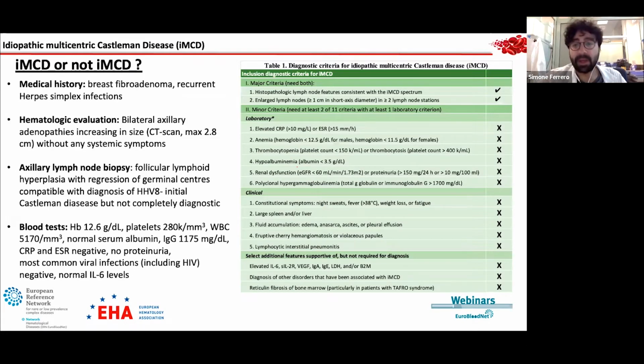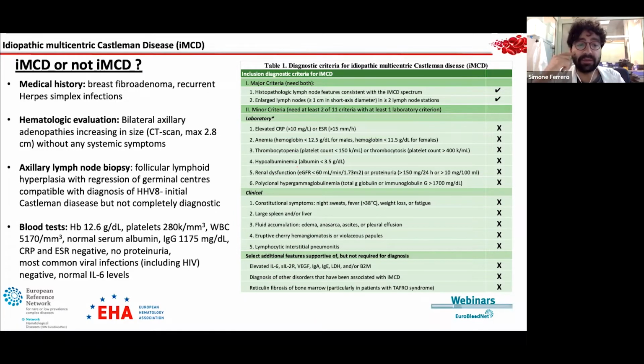This is another clinical case of mine, just to be certain of the diagnosis. The title is iMCD or not iMCD. She is a young girl, 34 years old, with bilateral axillary adenopathies. At the CT scan, maximum 2.8 centimeters, without any systemic symptoms. These adenopathies were biopsied, and the histological report was consistent with follicular lymphoid hyperplasia, with regression of germinal centers, and so was compatible with the diagnosis of HHV-8 negative, HIV-negative Castleman disease.